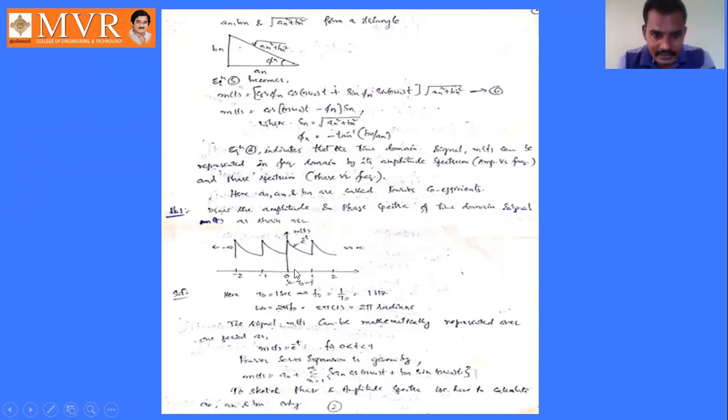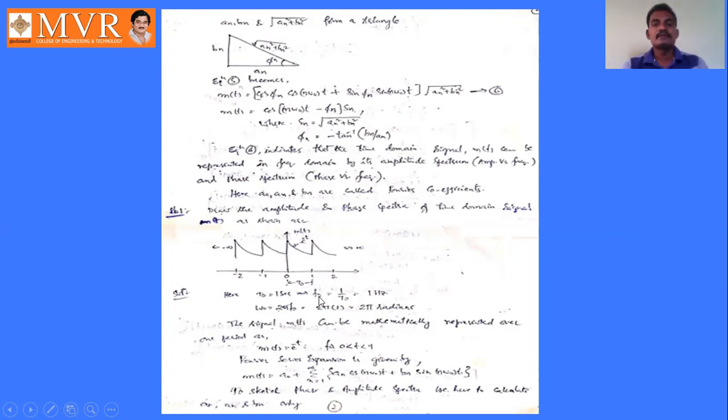T naught is 1 second. From that T naught, 1 second, we will write the fundamental frequency. Frequency is nothing but a reciprocal of the time period, that is f naught equal to 1 by T naught, that is 1 by 1, it is 1 hertz. And after that we will write the angular frequency, that is omega naught. Omega naught equal to 2 pi into f naught, that is 2 pi into 1, that is 2 pi radians. Okay, so here m of t is given as e power minus t.